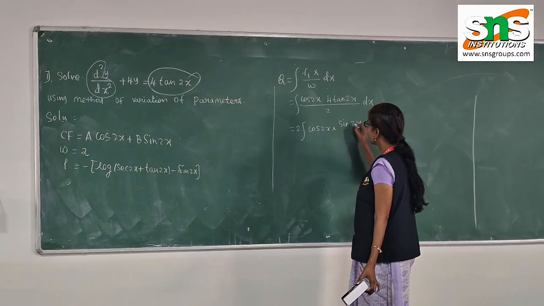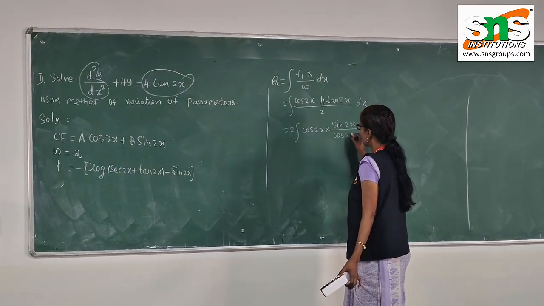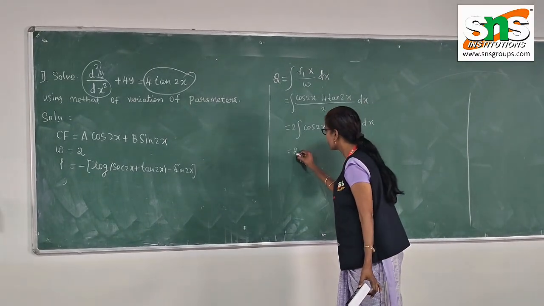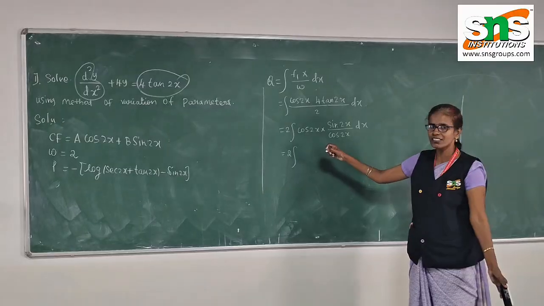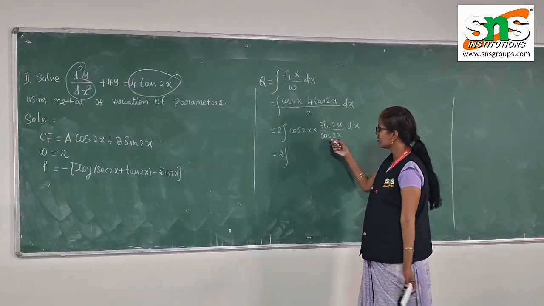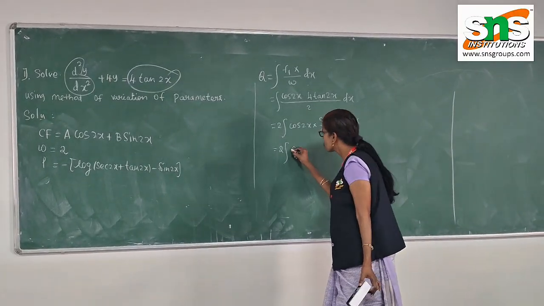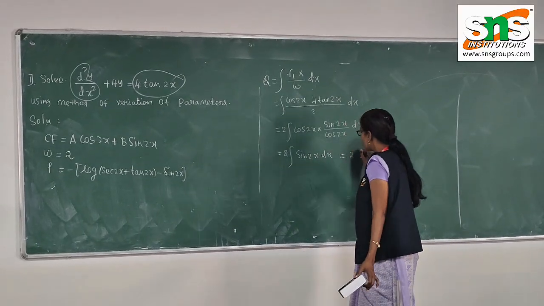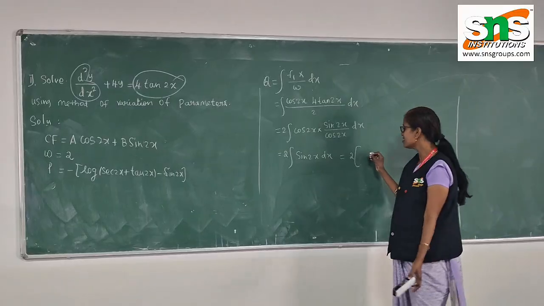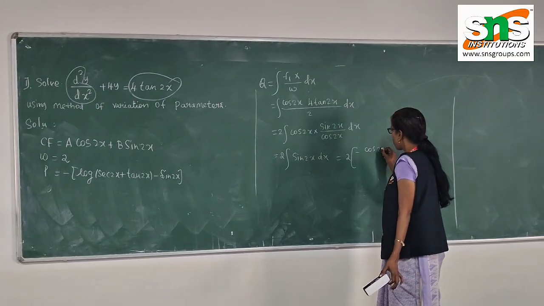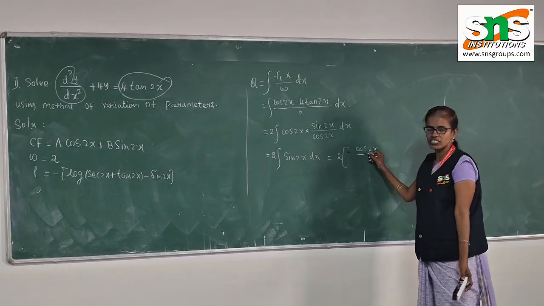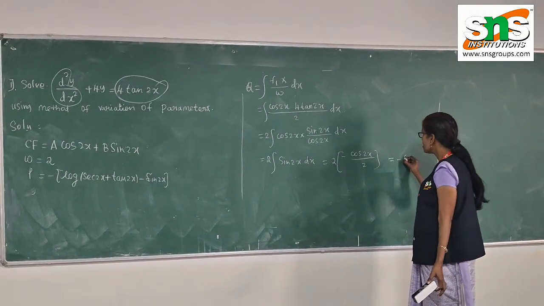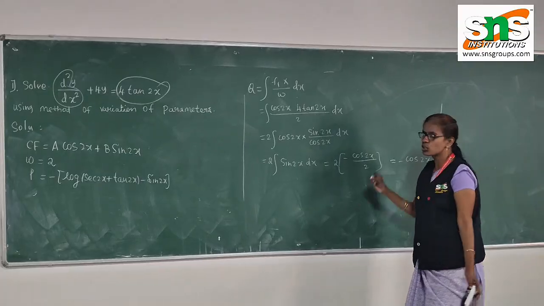sin 2x by cos 2x into dx. Now check whether any term can be cancelled. Cos will be cancelled. The remaining thing is sin 2x dx. The integration of sin 2x is minus cos 2x divided by the x coefficient, that is 2. Then we cancel the 2. So the remaining answer is minus cos 2x. So this is the Q answer.